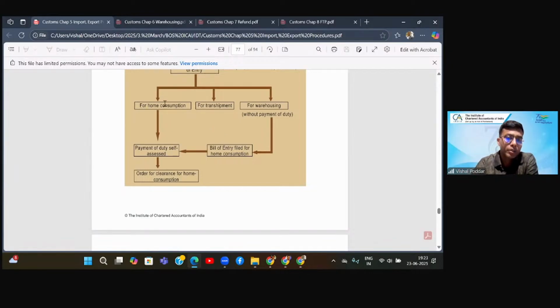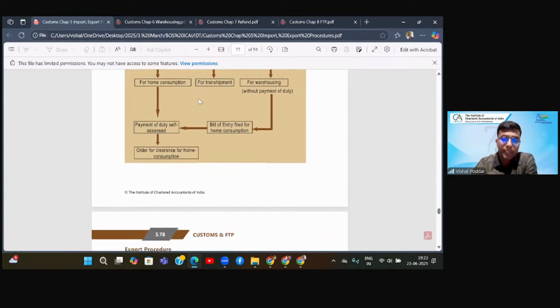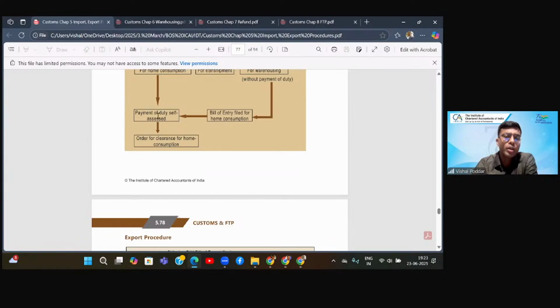First, for getting the goods cleared here itself, which is for home consumption, or for shifting it in warehouse. We are going to see the warehousing chapter after this. Or for further transporting it either even outside India or within India, which is called as transshipment. Now, if you want to clear it immediately, you have to even assess the duty, and before clearance, not at the time of filing bill of entry, but before clearance, you have to pay the duty. So you file bill of entry, do assessment, and before clearance, you pay the duty and take the goods.